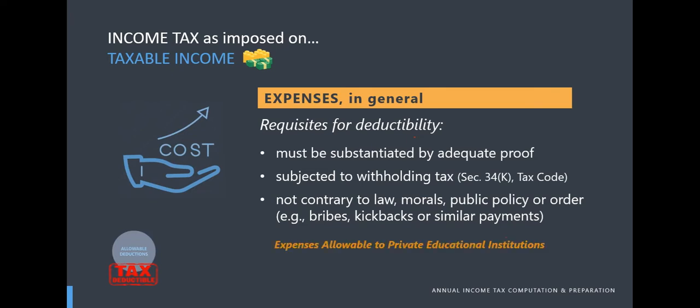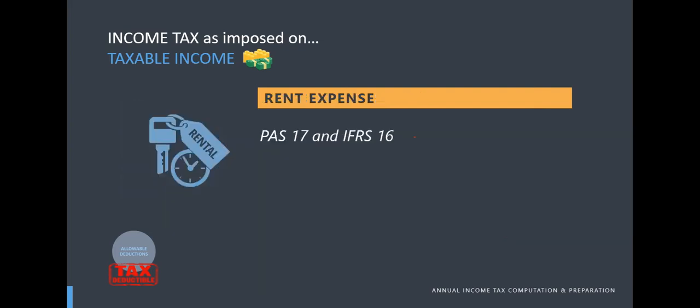Expenses allowable to private educational institutions. It includes capital outlays for the expansion of school facilities, and allowance for depreciation of the school facilities. So those are some of the allowable expenses applied to private educational institutions.